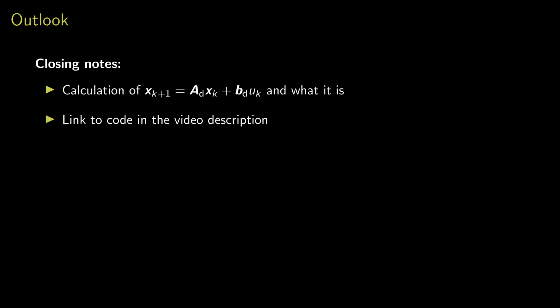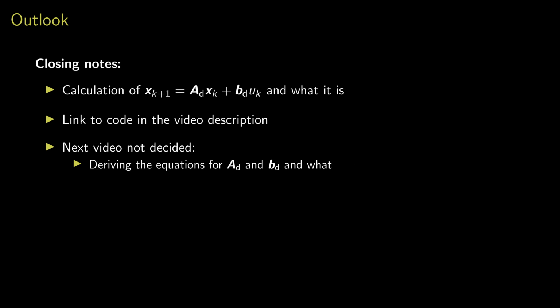You can find a link to the code in the video description as always, if you want to play around with it yourself. I am not entirely sure what the next video will be. I see 2 options, covering how to derive the calculation of AD and BD, and showing what we calculate with the matrix exponential function, or covering how the short or normal form that is required for systems that cannot be diagonalized can be calculated by hand. I'm not sure yet.